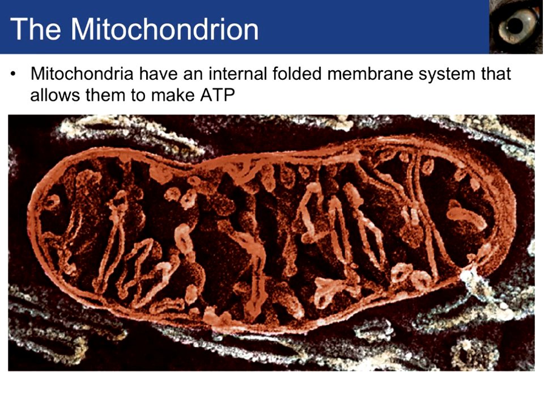So this is an electron micrograph of the inside of the mitochondria. So as you can see, mitochondria have an internal folded membrane system that allows them to make ATP, similar to what we saw in the chloroplast. So remember, the chloroplast had interconnected discs or thylakoid membrane. This is a similar idea of what you see in the mitochondria, the inner space. So you see these invaginations and the inner membrane folded back and forth.